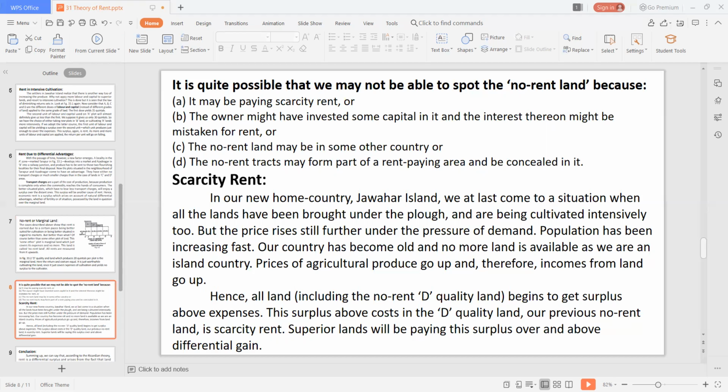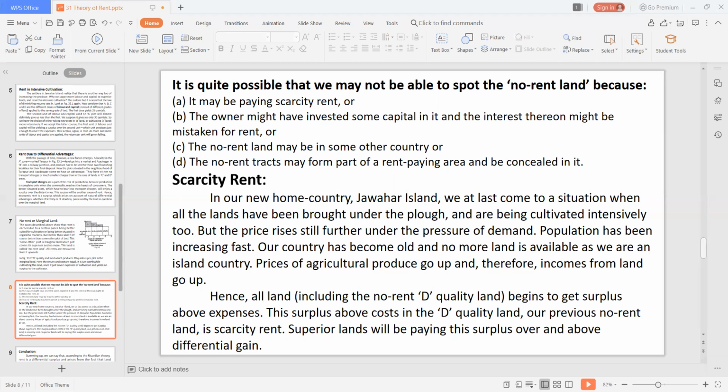In our new country, Java Island, we at last come to the situation when all the lands have been brought under the plow and cultivated intensively. The price rises still further under the pressure of demand. Population has been increasing fast. So our country has become old and no more land is available, as we are an island country. So the prices of agricultural produce go up, and therefore the income of the land is going up.